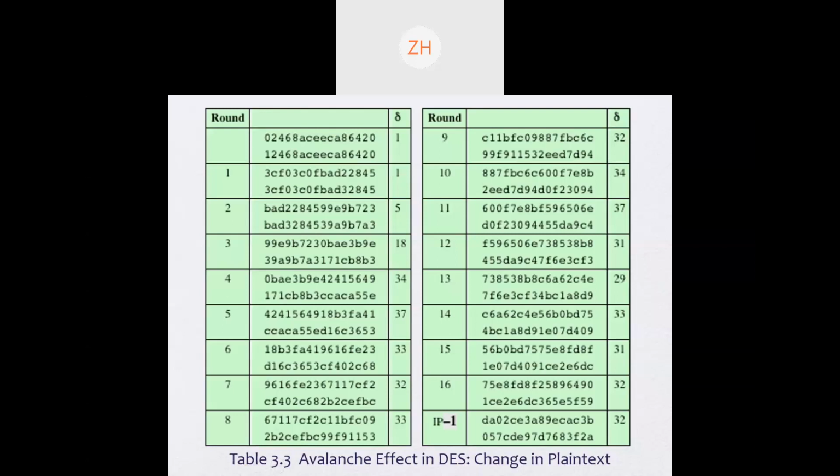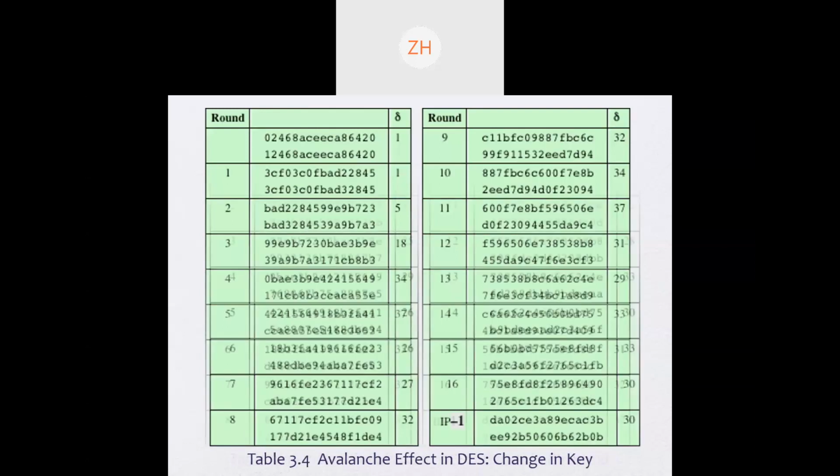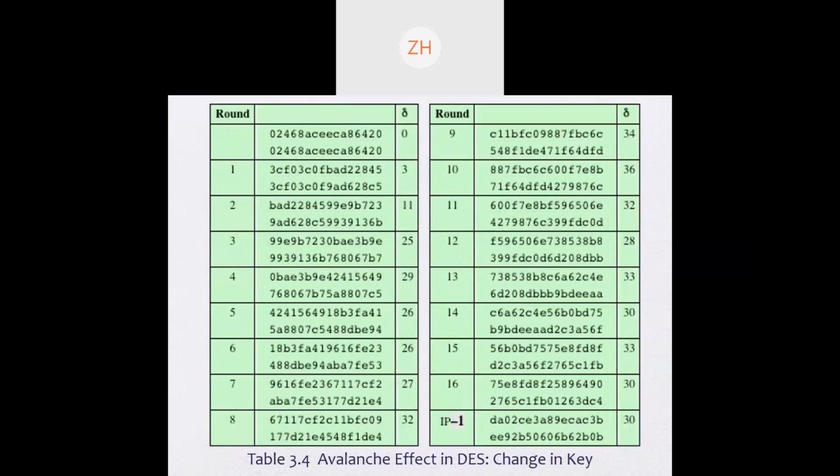This is on the plain text difference. So with this, one bit difference in the plain text contributes to more than half the bits different in the ciphertext. This is the avalanche effect.